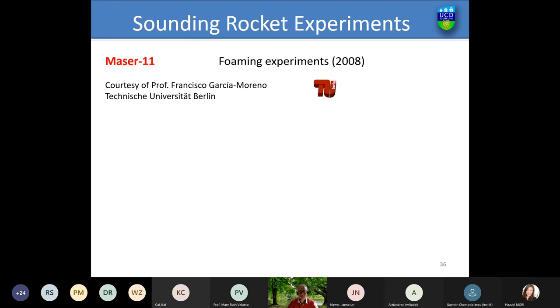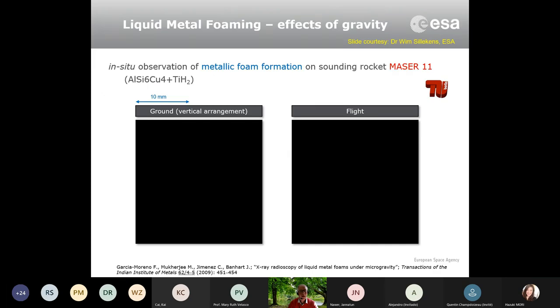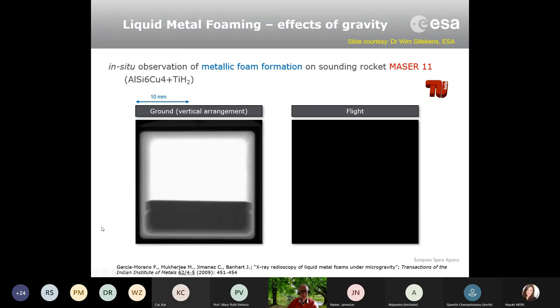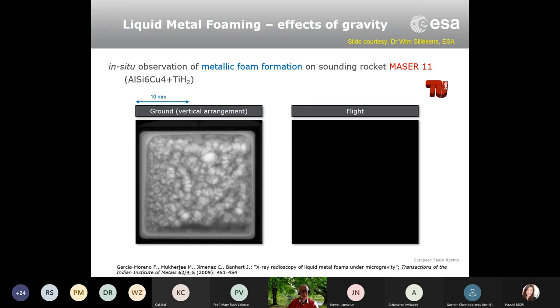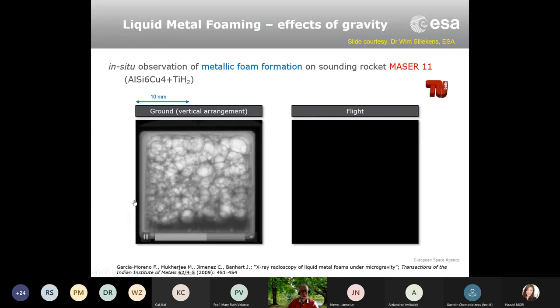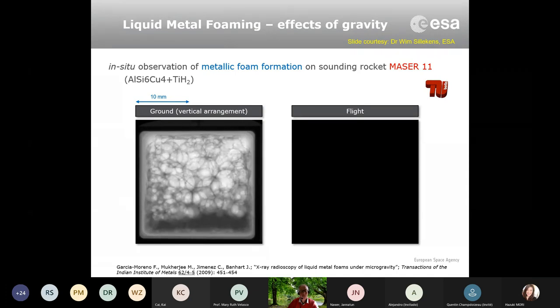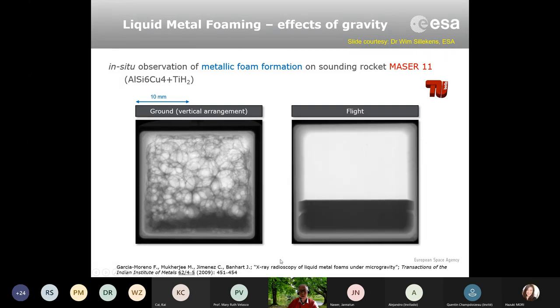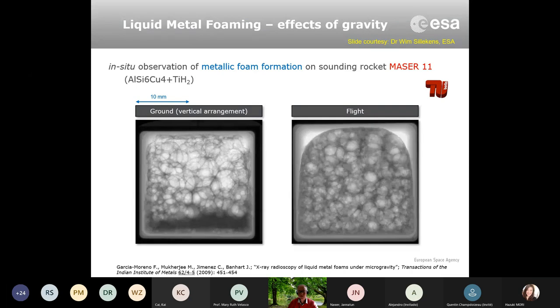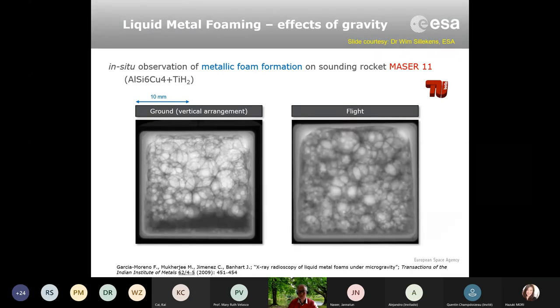So turning first to the foaming experiment, this is courtesy of Professor Francisco Garcia Moreno at TU Berlin. So this involved mixing aluminium silicon copper alloy with a foaming agent. And when heated to melting point, the foaming agent becomes activated and causes bubbles to emerge in the liquid metal. On Earth, there is a certain amount of gravity pull, which affects the formation, cell rupture, stratification, etc. Whereas on the flight in zero G, there's a much quicker and fuller and more equal foaming.